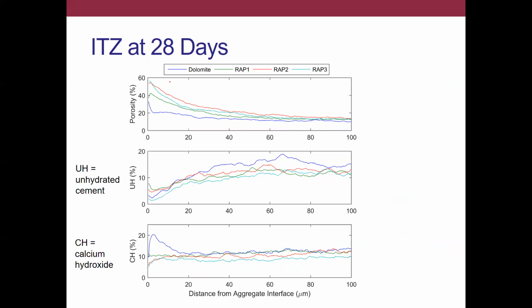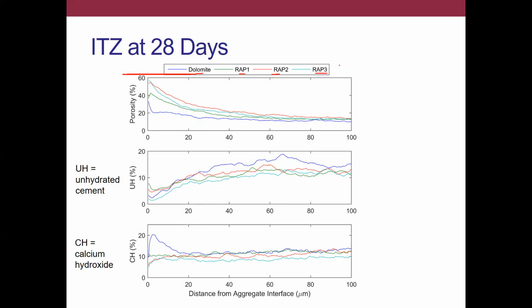So what I'm presenting here is the ITZ characteristics using the procedure that I just presented in the previous few slides. We are comparing our virgin aggregate, which is a dolomite, to 3 different RAP sources we looked at, just to see what the differences would be in the ITZ for different RAP sources. These had different asphalt contents, different asphalt grades, and different virgin aggregates in those RAP.